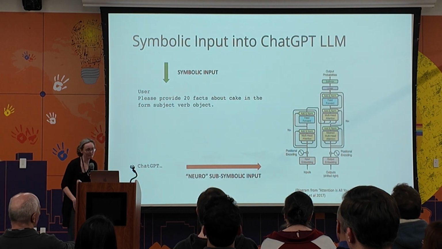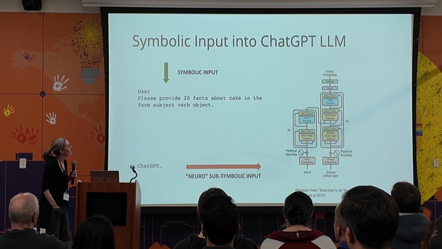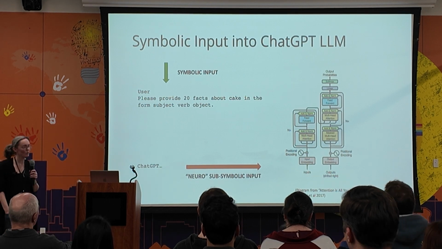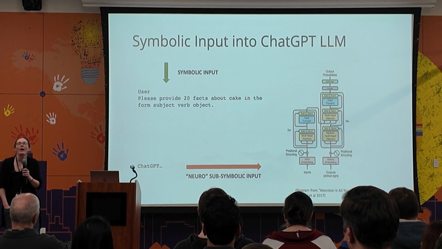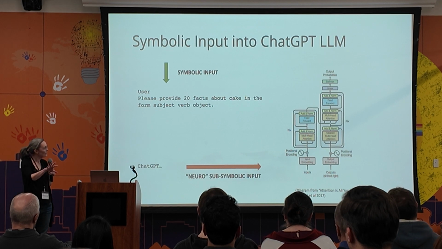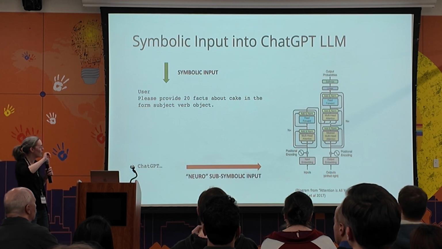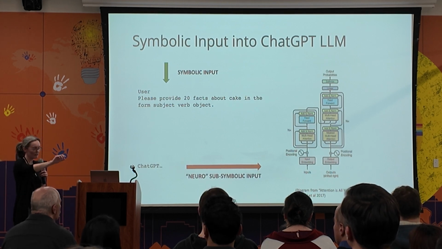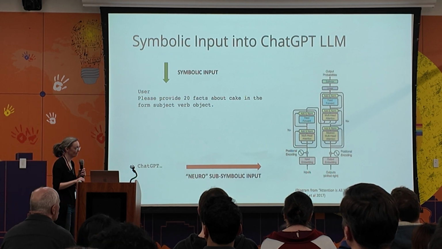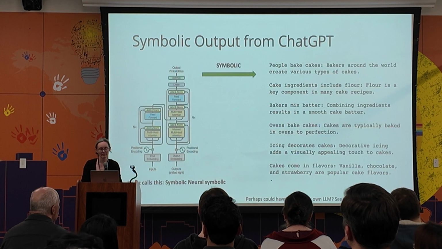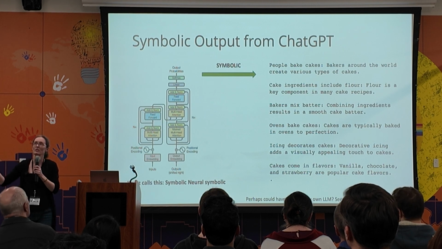Okay, so symbolic input. This is my symbolic input into ChatGPT: please give me 20 facts about cake in the form subject, verb, object. Now, behind the scenes, of course, GPT converts it into this neuro subsymbolic input into the large language model. So we have symbolic going to neurosymbolic, subsymbolic. And then we have the conversion back to a symbolic output from ChatGPT.